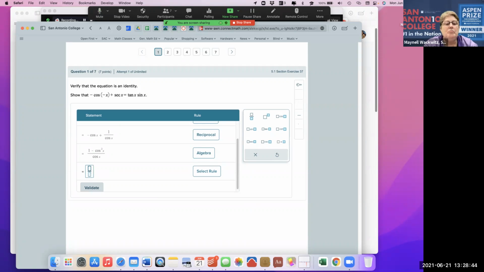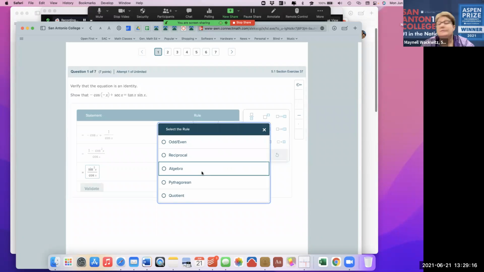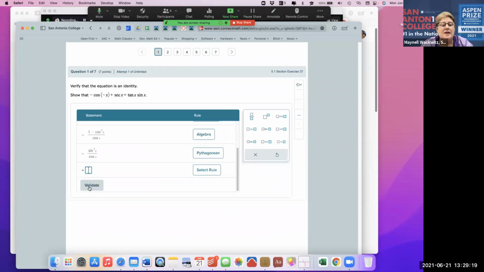But now, what is the numerator? 1 minus cosine squared x. And can we do anything with that? Can we turn it into sine squared? Yeah. And we have cosine x in the denominator. Yay, Seth. And what is the rule that we just used? Good. Validate. It must have liked it because it allowed it to go.